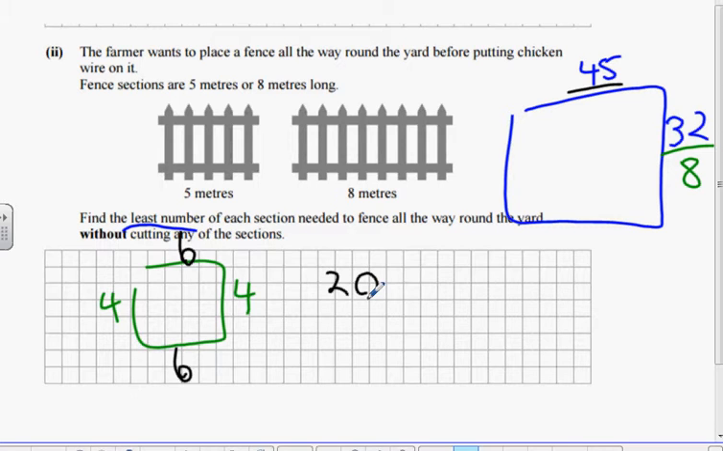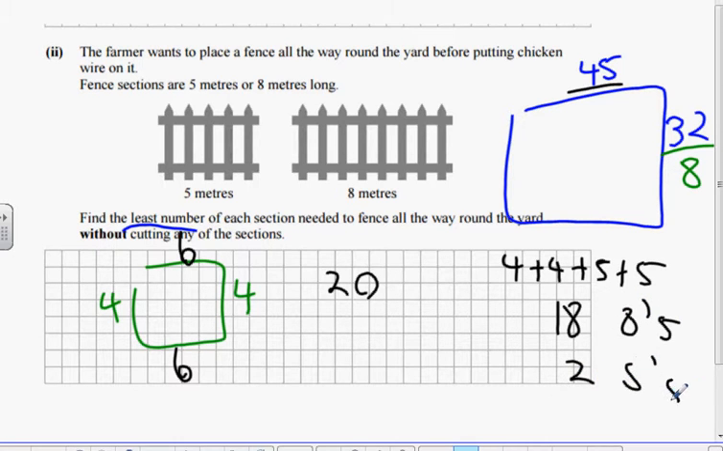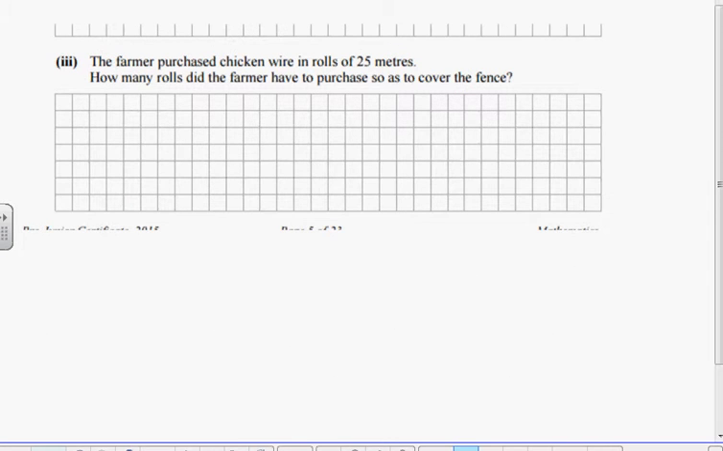Do you not have to keep them separate? Yeah, you have to say how many of each. Oh, sorry. It's 18 8s and 2 5s. There's 4 8s on each short side, and then there's 5 8s on each long side. So you're right, 18 8s and 2 5s. Is that okay? Okay. You don't really understand. Okay.